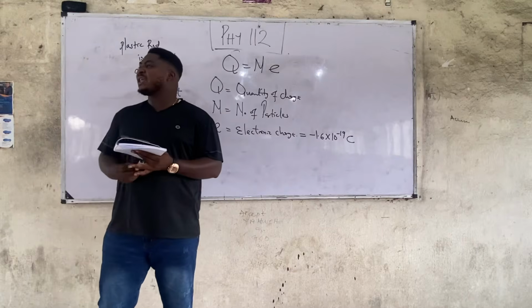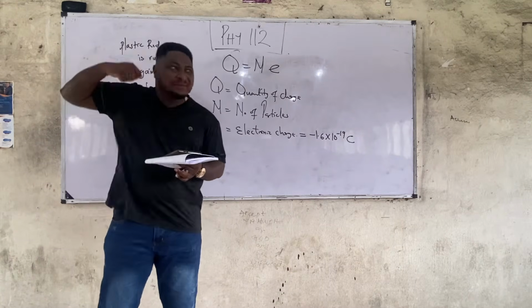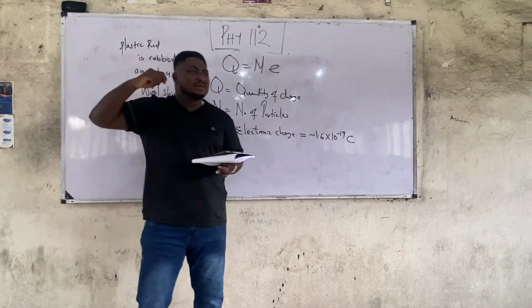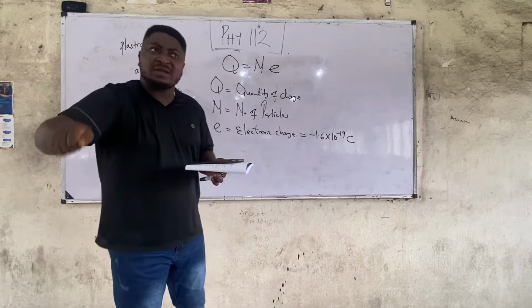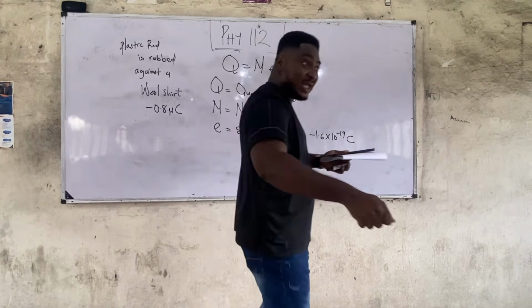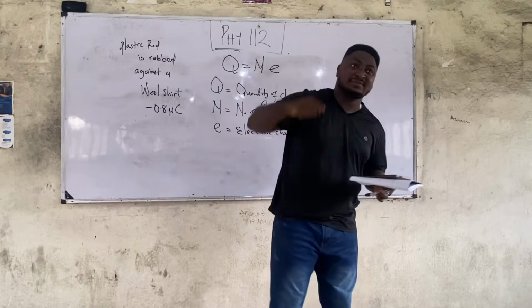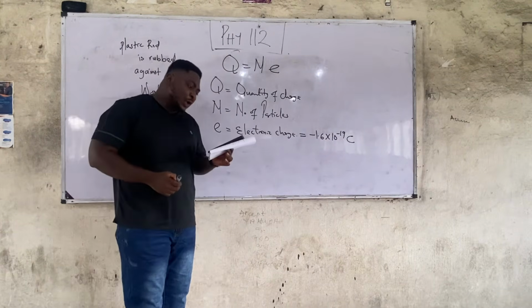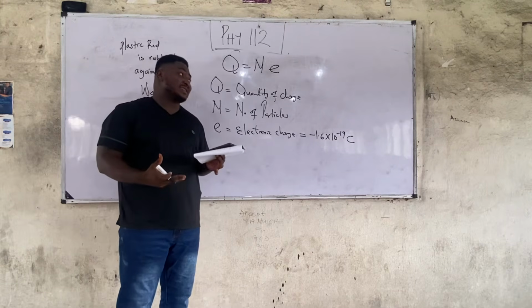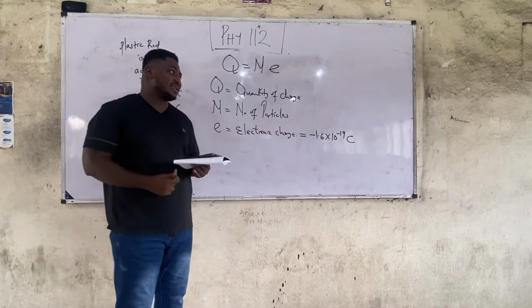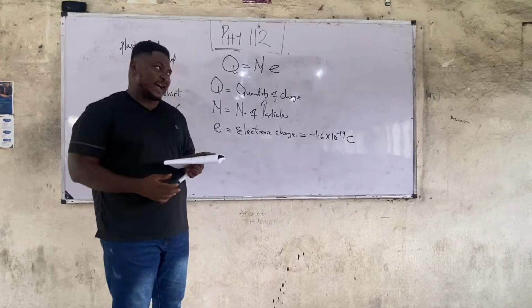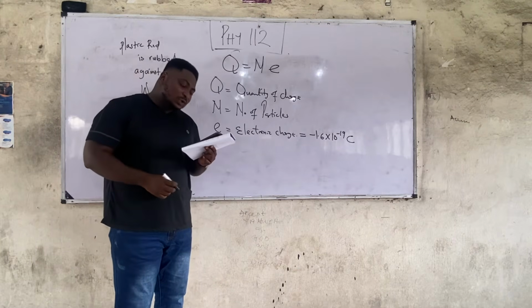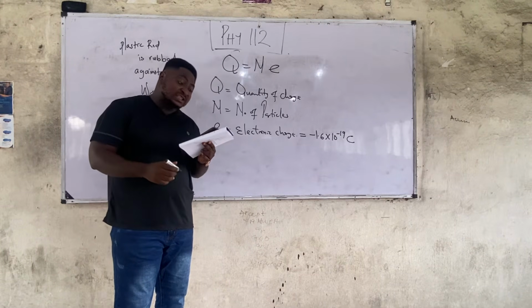Class, have you noticed that if you take a comb and rub your hair several times, and then bring that comb to a piece of paper, it will pick up the paper, right? Same thing happens when you rub a plastic rod against a wool shirt. Charges will be generated. Electrons will be transferred.